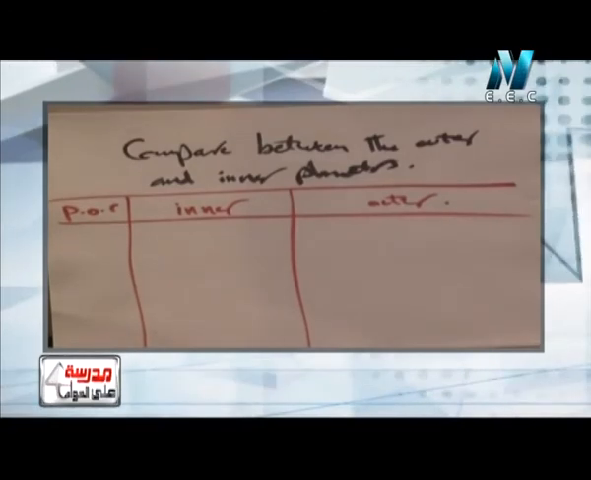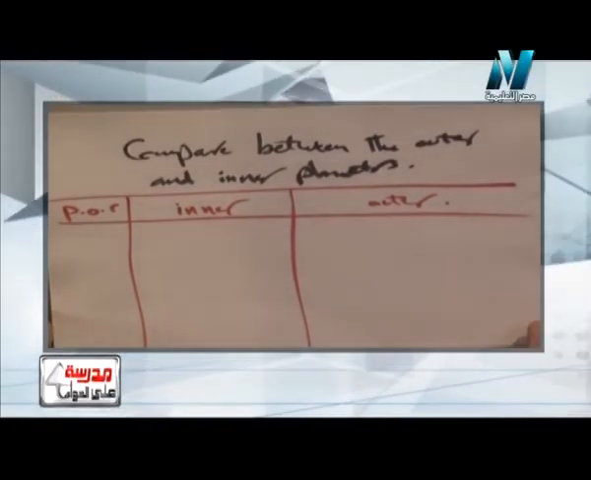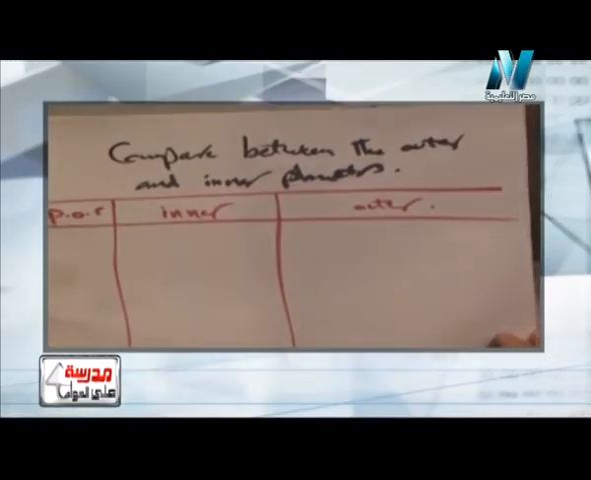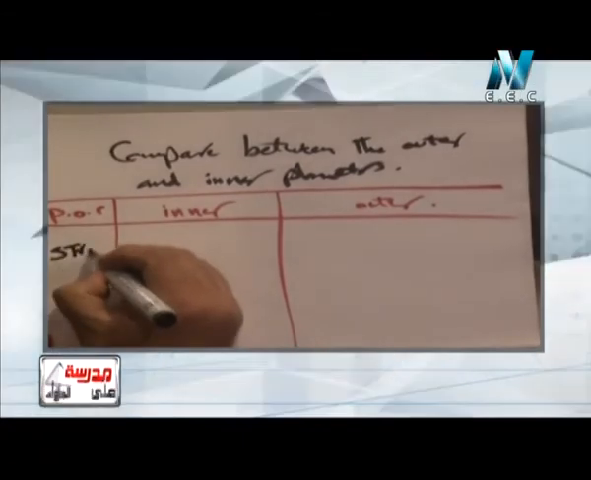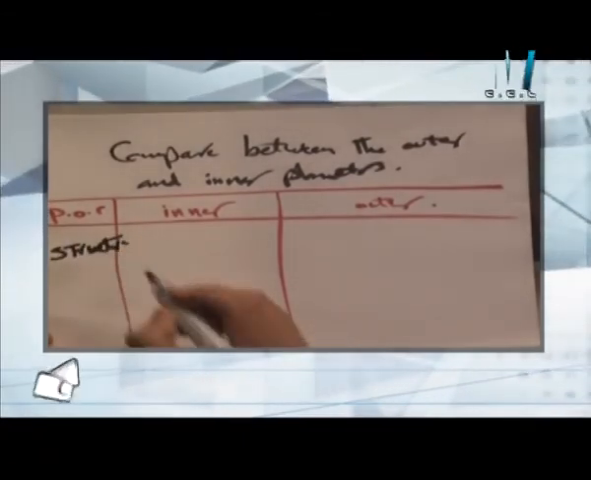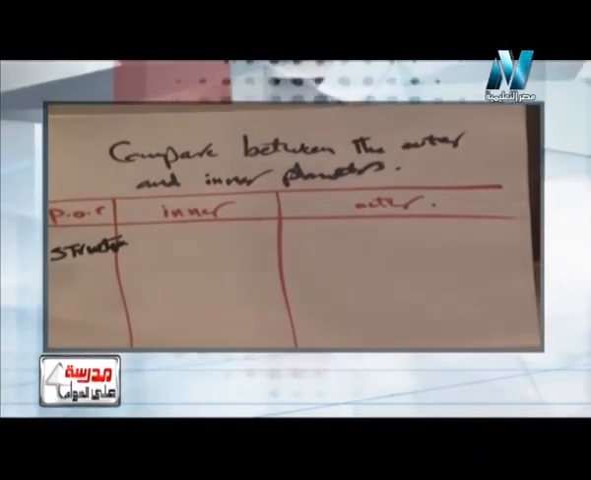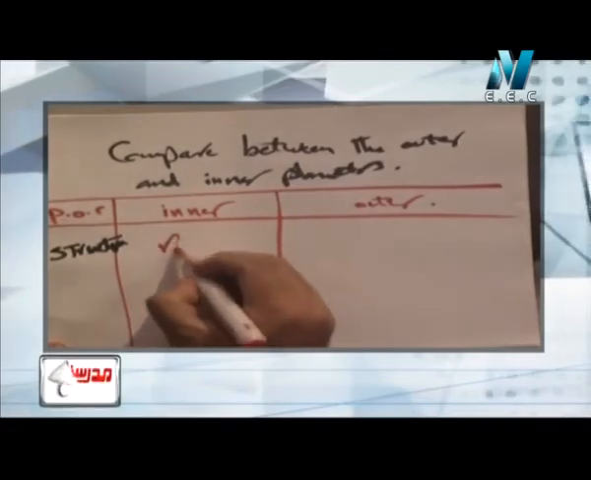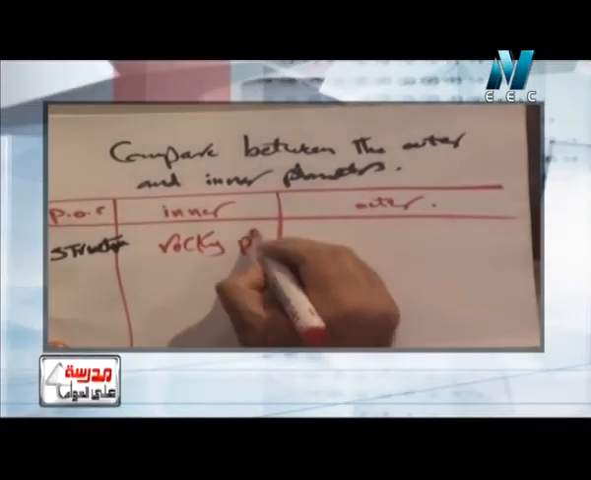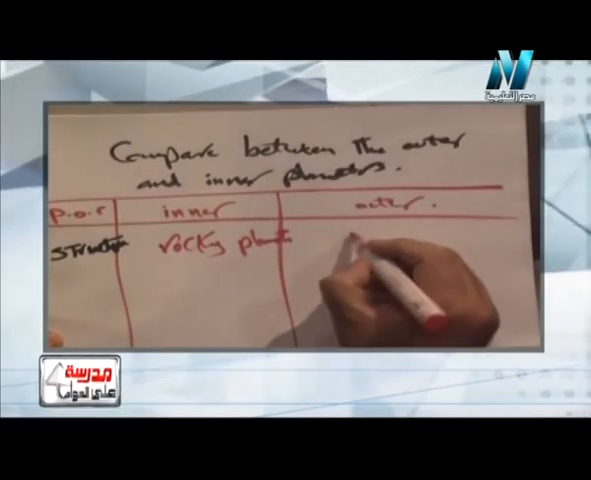So what about the inner and outer planet? Surely we have many differences between them, or many points of comparison between them. We can write at first the structure, or the difference between them in the structure. We know that the inner planet consists of, or contains, rocky substance or rocks. They are rocky planets. هي كواكب صخرية, rocky planets. But what about outer? They are gaseous planets.